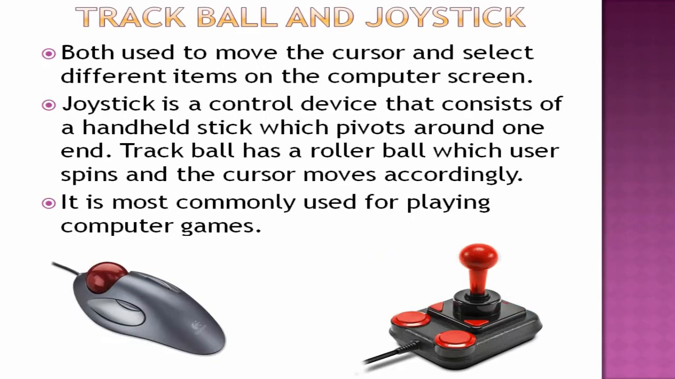The next input devices are the trackball and joystick. These are all pointing devices. The mouse is the first pointing device, and next are the trackball and joystick. Both trackball and joysticks are used to move the cursor and select different items on the computer screen. A joystick is a control device that consists of a handheld stick, which is the joystick here. It consists of a stick which pivots around one end to another end.